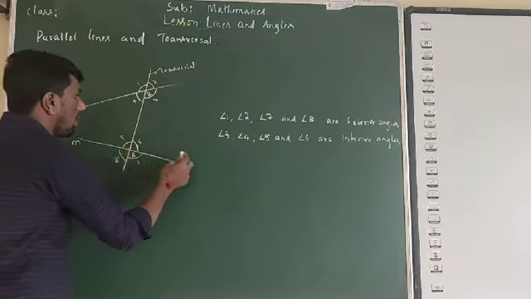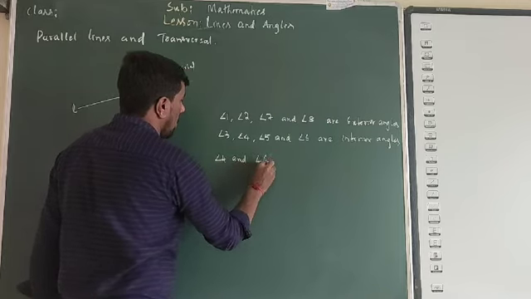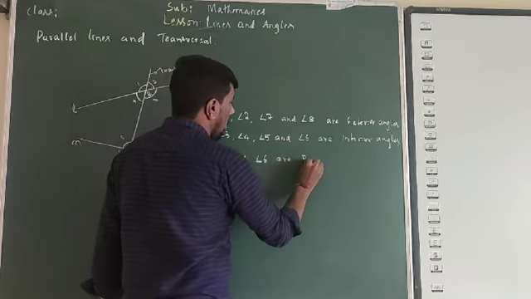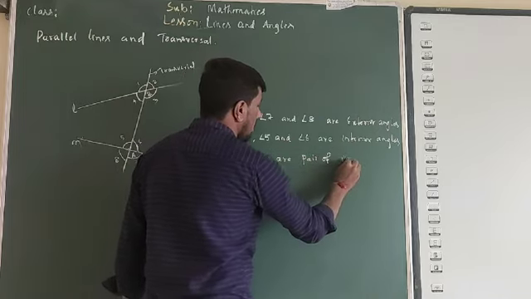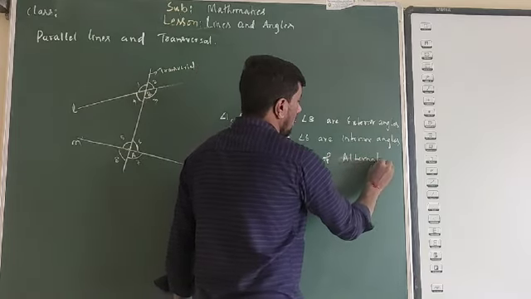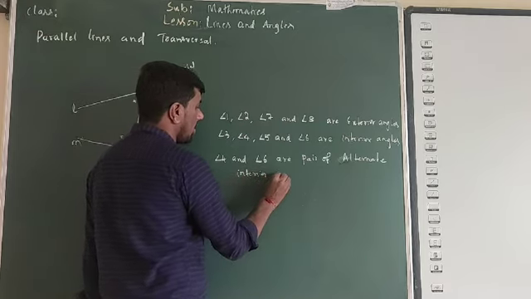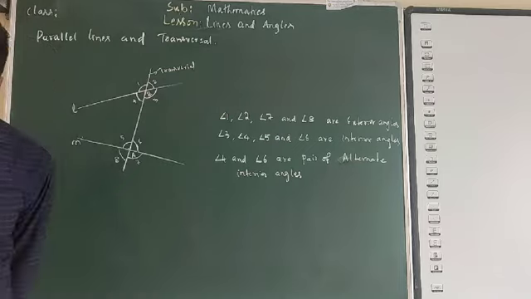So angle 4 and angle 6 are a pair of alternate interior angles. Alternate interior angles.